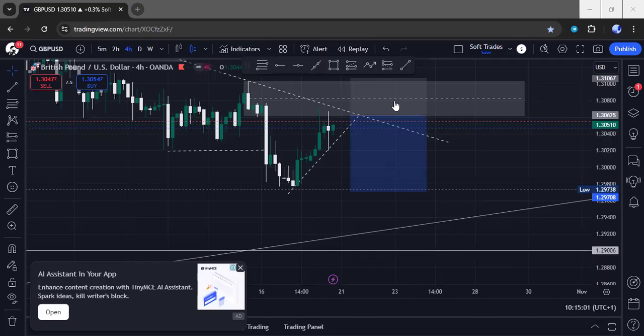So trading is all about probability. It's a game of probability.